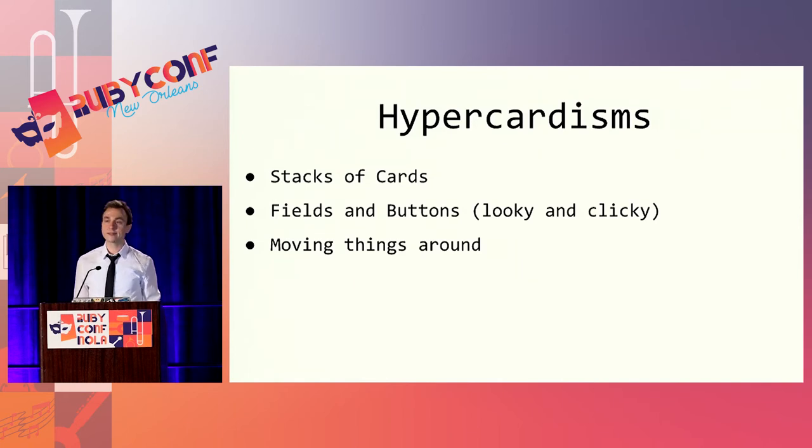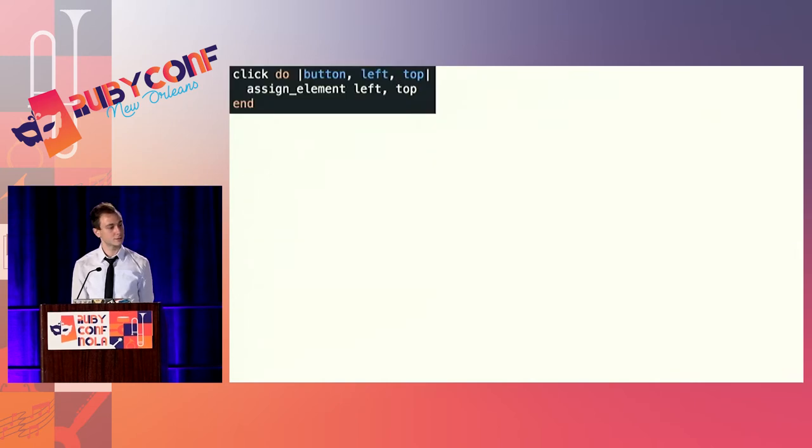Okay, so moving things around is also important. One of the big things about HyperCard is that you put something in a field, you can drag it around, resize it, and cut it, and the same with buttons. You can do that too. Shoes provides some nice little interaction blocks. Click will give you the button that was clicked and the coordinates.